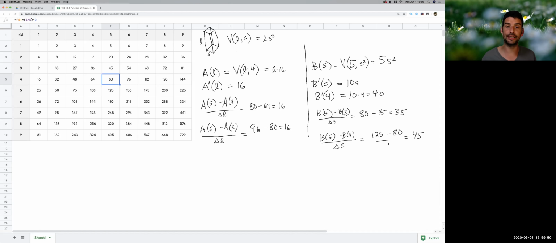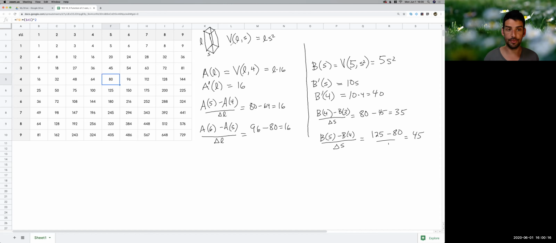I want to know how the height changed the volume. Well, I keep the side length constant, and vice versa over here. Keep the height constant and change the side length and see what happens to the volume. So this is the idea we're going to use to define derivatives for these functions of several variables.